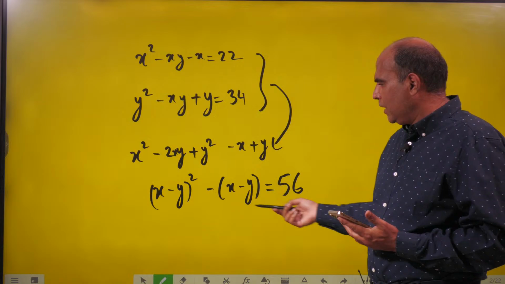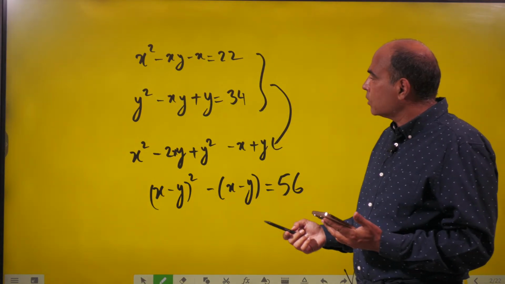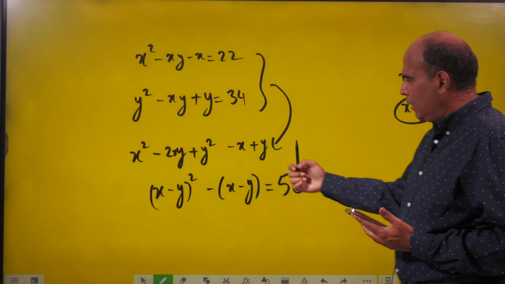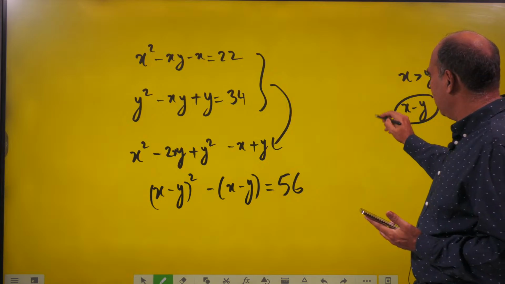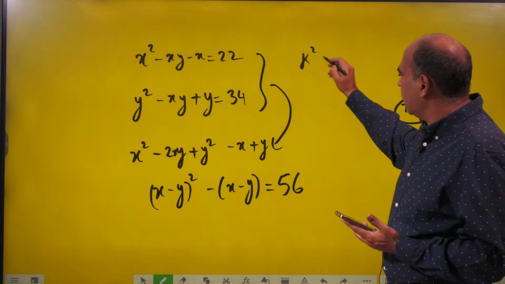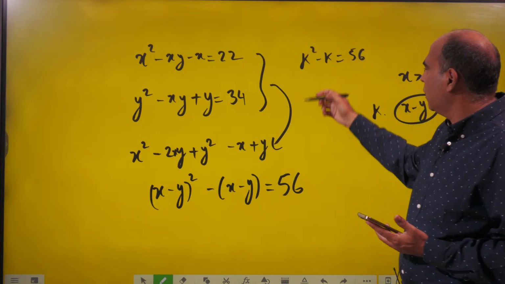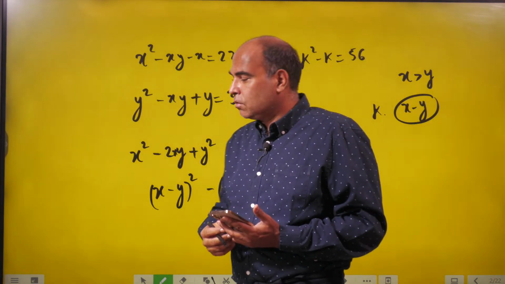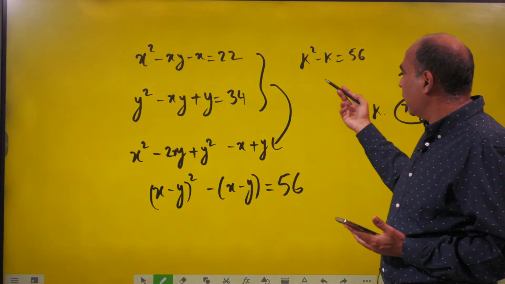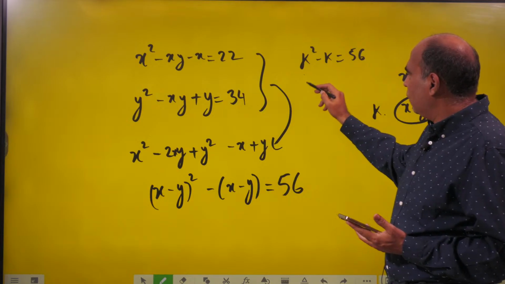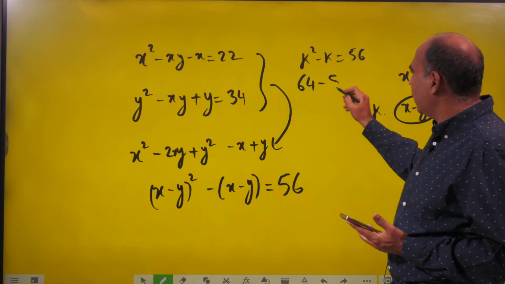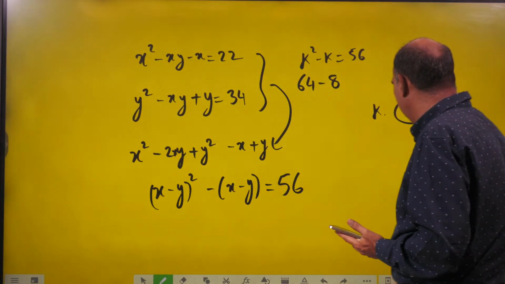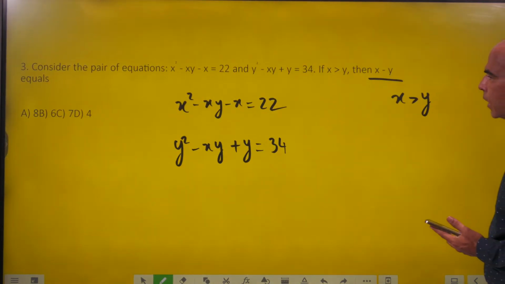So now once I get this, it's pretty simple, because in this scenario, let's say the value of x minus y is k. I have a situation where k square minus k is equal to 56. So k into k minus 1 is equal to 56. So 8 and 7 are the two values. The value of k square can only be 64, minus 8. 8 is the value of k that fits this. So the value of x minus y is 8, which is the correct answer in this question.